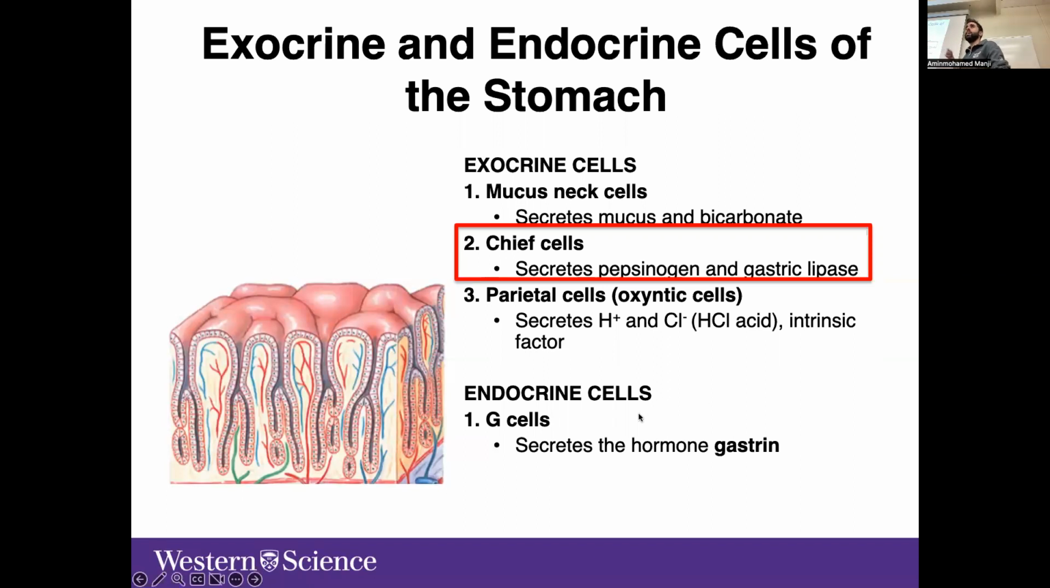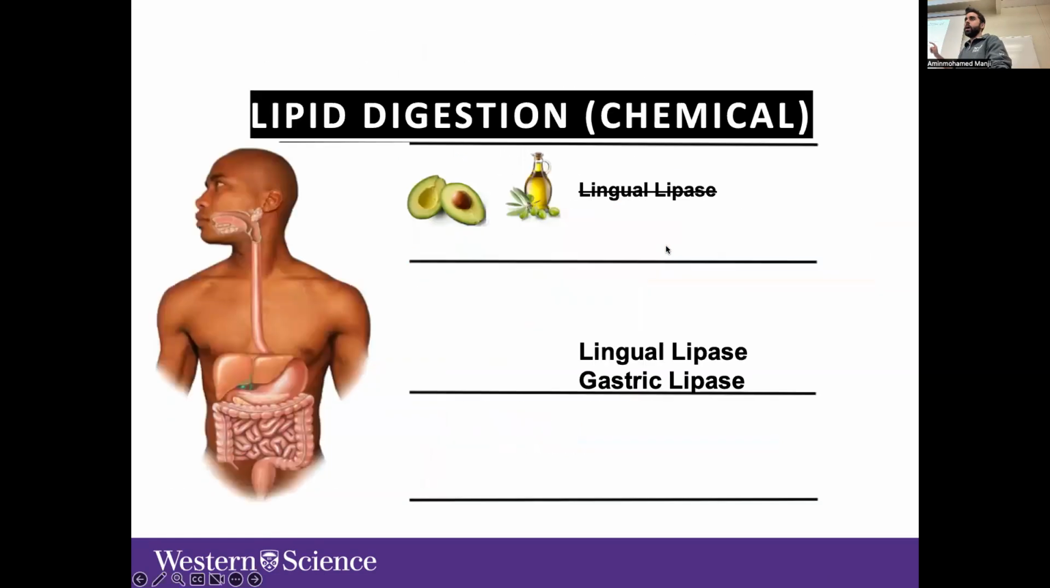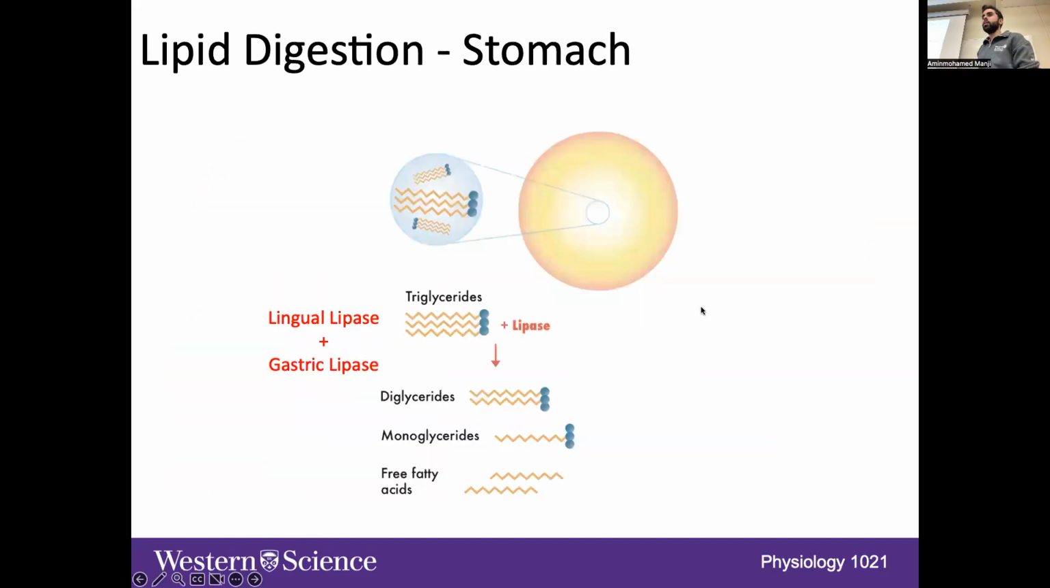Okay, it's making the hormone gastrin. Okay, so you have lingual lipase from the oral cavity, specifically from the parotid gland and the submandibular gland. And you have gastric lipase coming from the chief cells from the stomach. Okay, so 2 enzymes in the stomach that are involved in lipid digestion. Okay, so these are going to start to break up triglycerides.